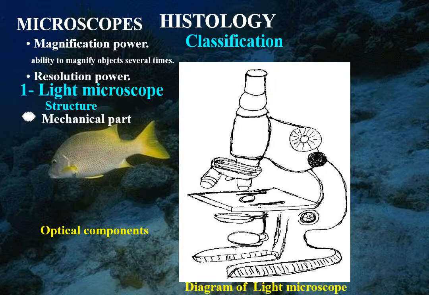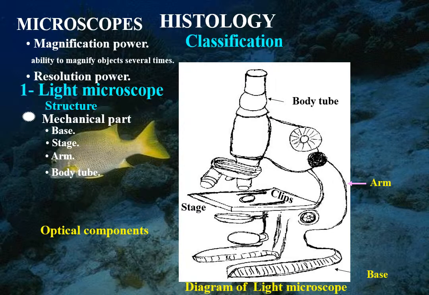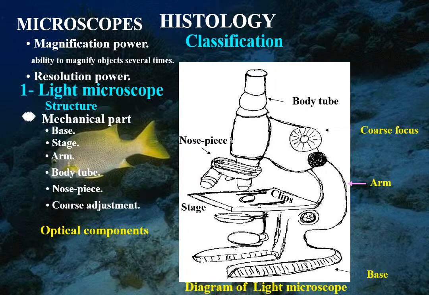The mechanical part is formed of the piece or foot, the stage, which is a platform with two clips to hold the slide, the arm, which is a curved handle used for carrying the microscope, the body tube, which carries the magnifying lenses, the nose piece, which is a rotating stage carrying the objective lenses, the coarse adjustment for raising and lowering the body tube to obtain a sharp image of the examined object, the fine adjustment for fine raising and lowering the body tube to obtain accurate focusing, especially at high magnification.